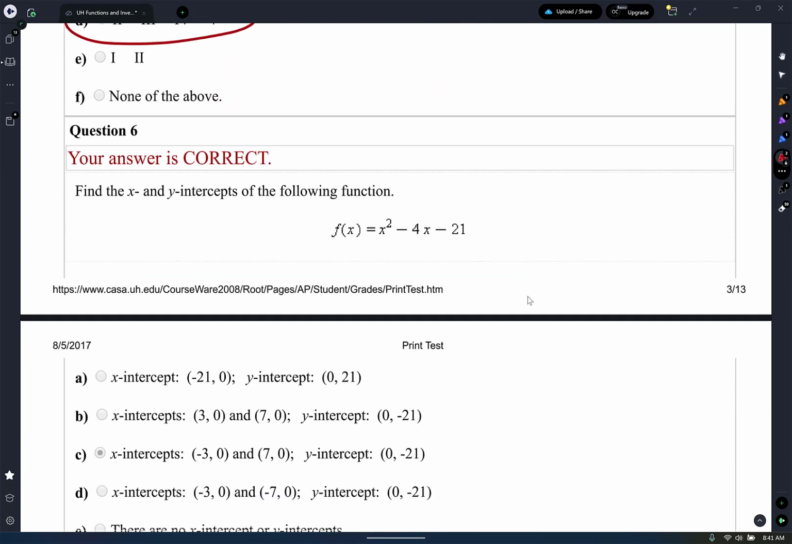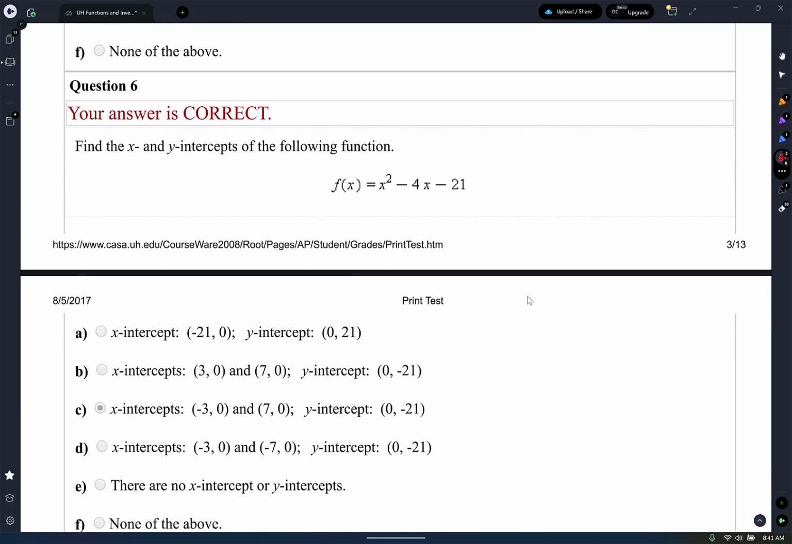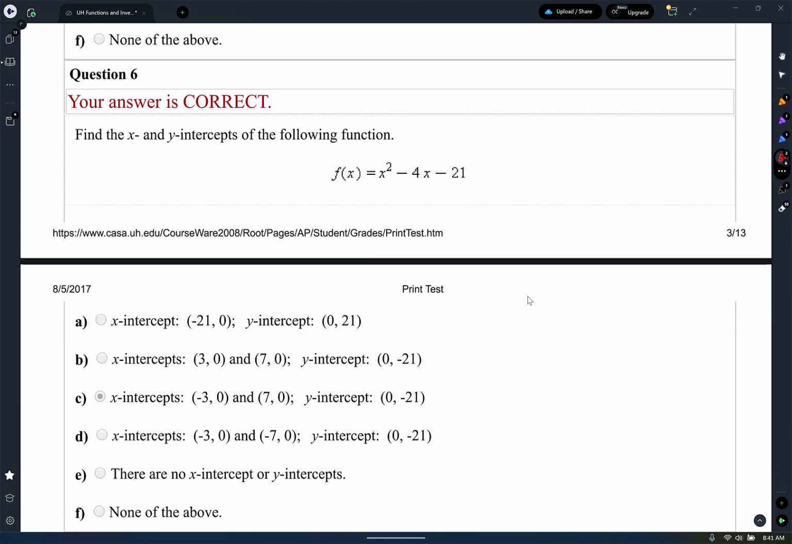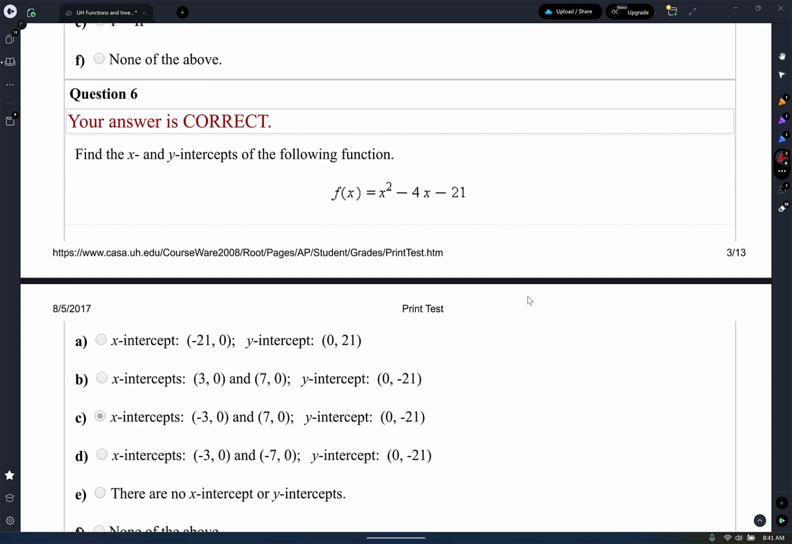Okay. All right, find the x and y intercepts of the following function. Guys, you don't need a calculator. You can if you want, but you don't need a calculator. I'm not graphing this one. I don't want you guys to get confused. The only time you cross the y-axis is when the x value is 0. The only time you cross the x-axis is when the y value is 0. Does that make sense?